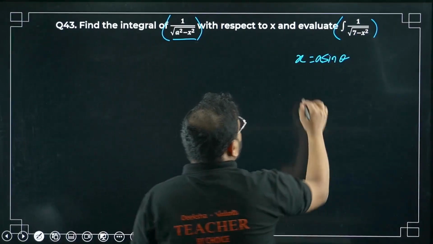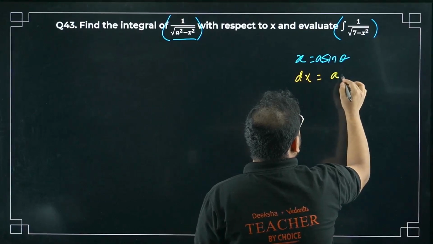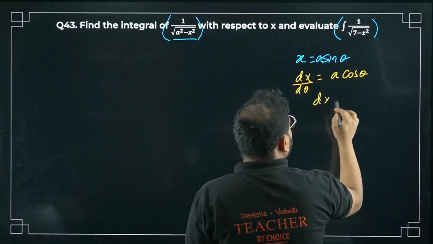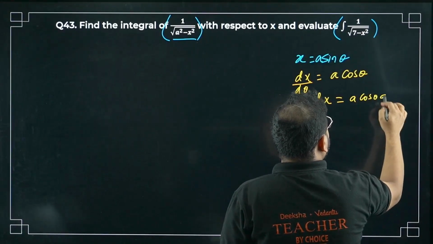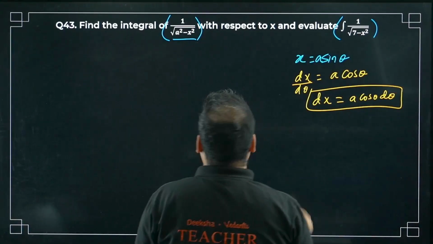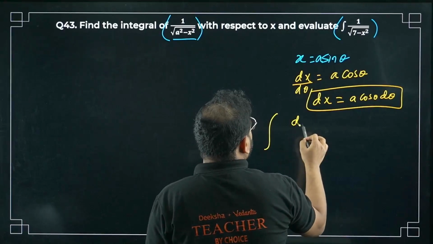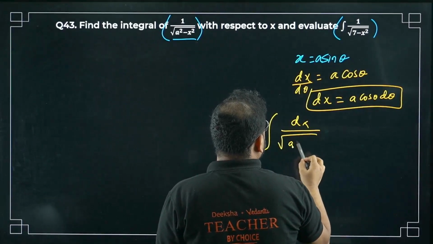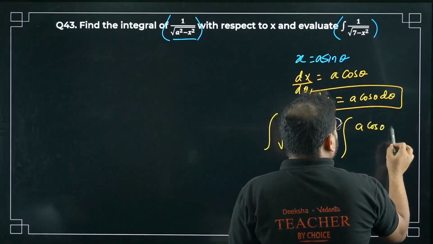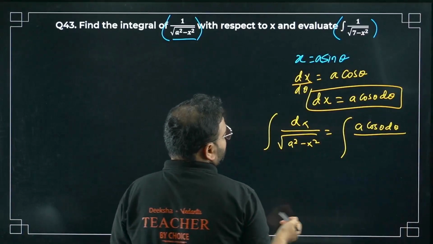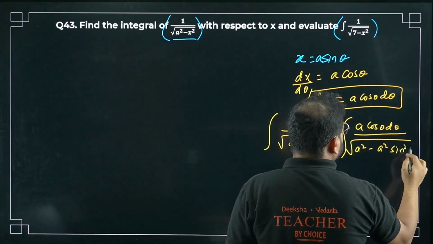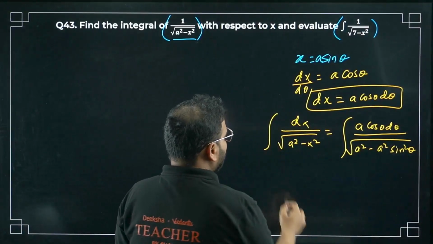Okay, now differentiate this. You will get dx equals a cos theta d theta. Agreed? Now put it back in the equation. We'll do the substitution now. So we have the integral of dx upon root of a square minus x square, right? So this will transform into a cos theta d theta divided by root of a square minus a square sine square theta. Agreed?